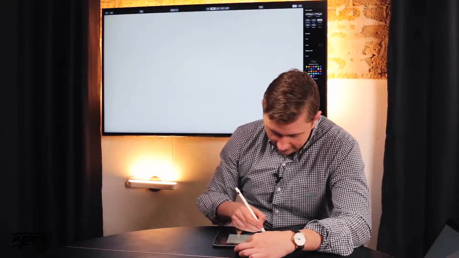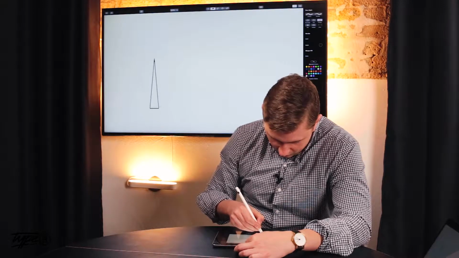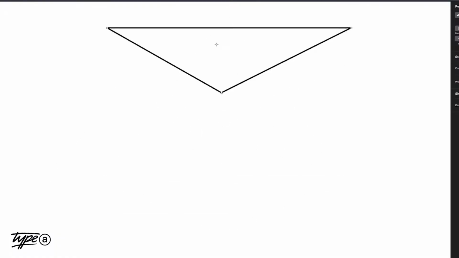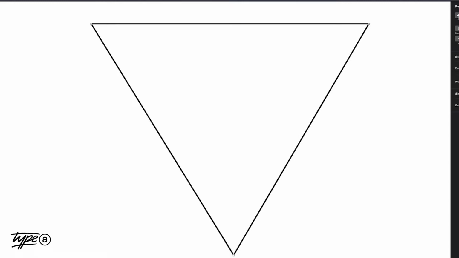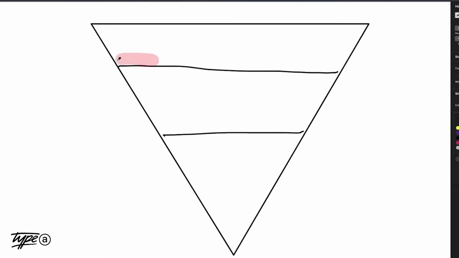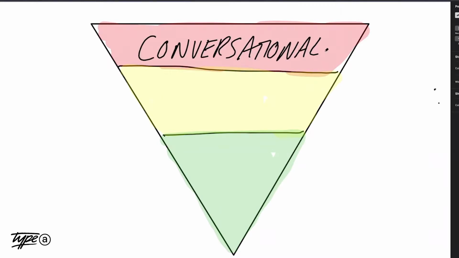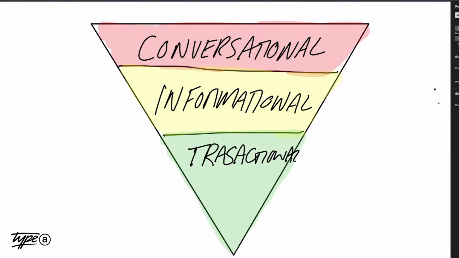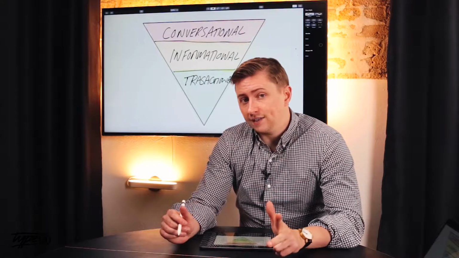Okay, so this is a marketing talk. So what do all marketing talks have in common? They have an upside down triangle in them always. Okay, once we have our very well done upside down triangle, we need to split it into sections. So essentially what we're doing here is using this as our sales funnel and attaching it to some sort of KPIs. Okay, so we're going to split it into 3 major areas: conversational, informational, and then transactional.